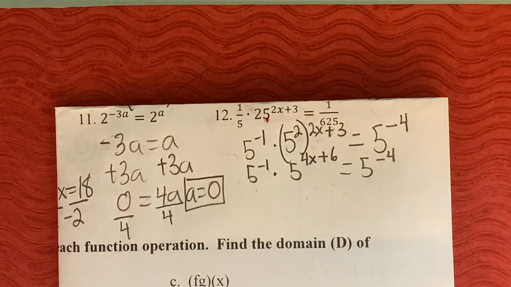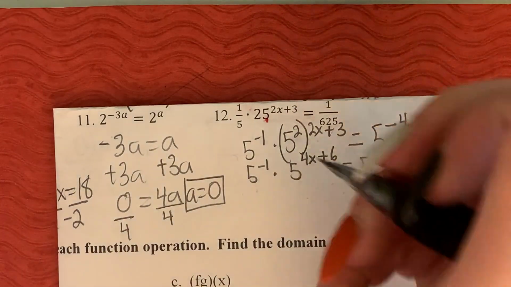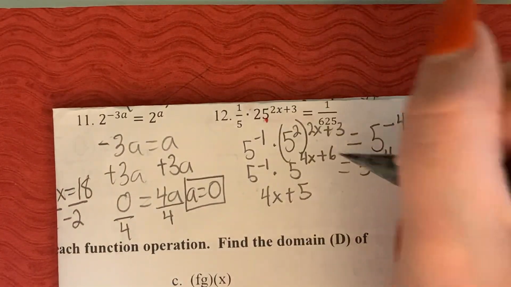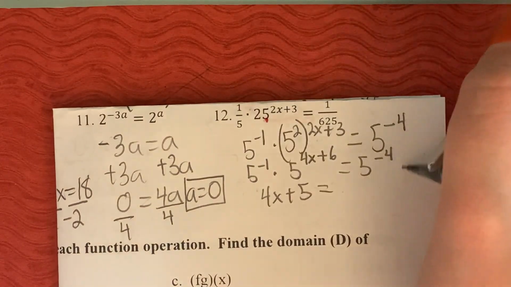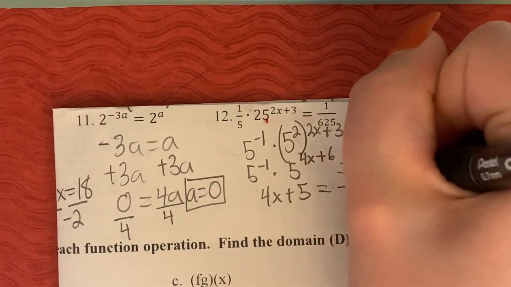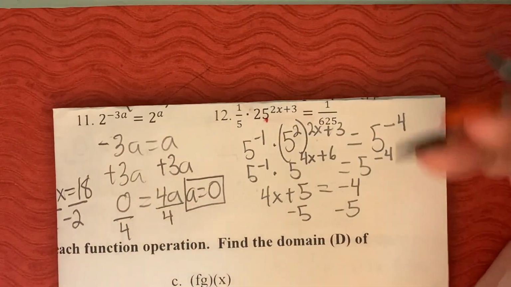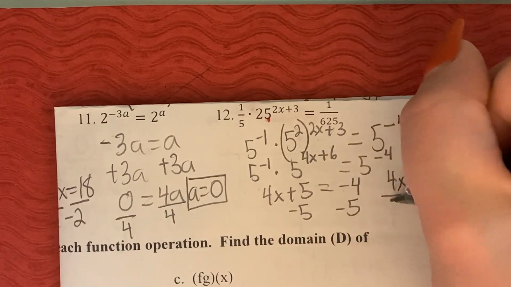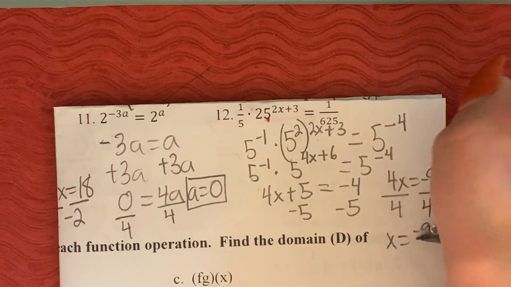And then once I get there, I know that I'm going to have my like bases, so I can start dealing with my exponents. So again, because I'm multiplying, I'll be adding those exponents together, which will give me 4x plus 5, right? Because 6 minus 1 is 5. And that'll be equal to the exponent on the other side, which is negative 4. I'll subtract 5 from both sides to give me that 4x equals negative 9, and divide by 4 to get that x equals negative 9/4.